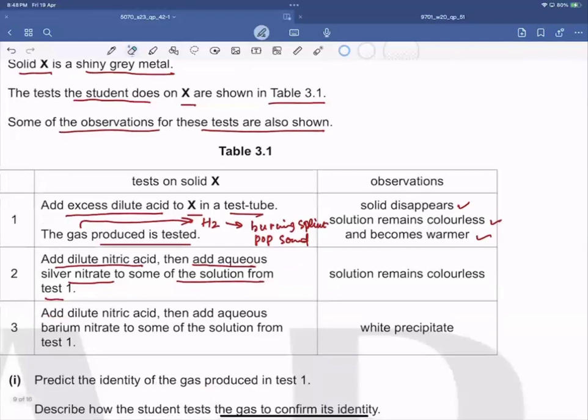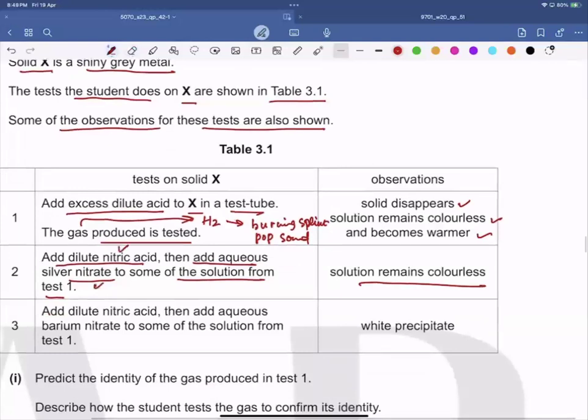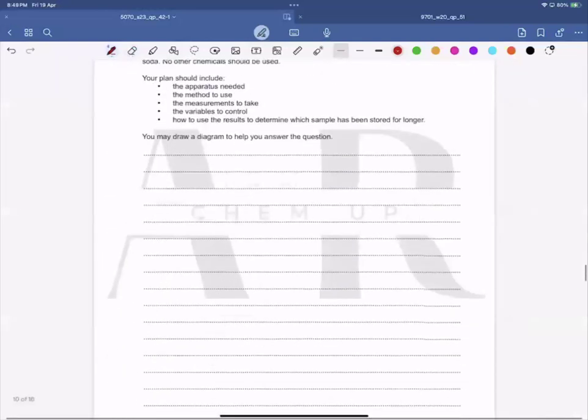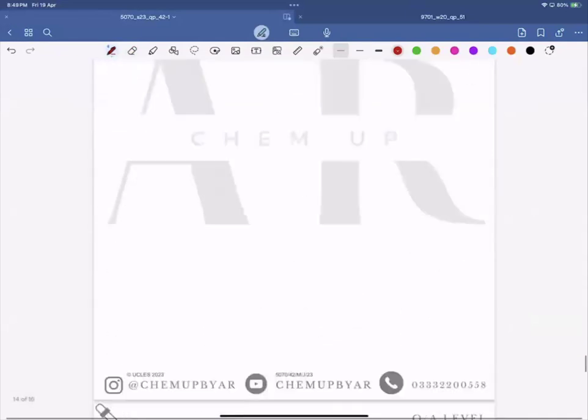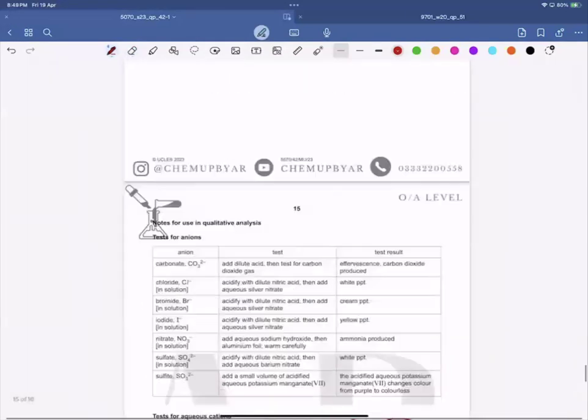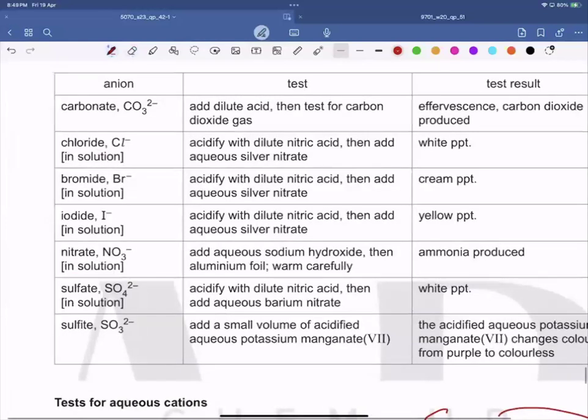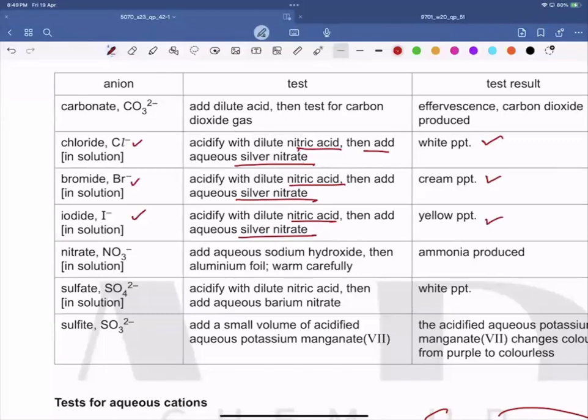Okay. Add dilute nitric acid, then aqueous silver nitrate to some of the solution. The solution remains colorless. So what does this indicate? Yes, Amal, very good. See, what we are adding is nitric acid and silver nitrate, right? If you look at the table, here you go: nitric acid and silver nitrate gives a white precipitate if chloride is present, a cream precipitate if bromide is present, and a yellow precipitate if iodide is present. Yes, very good, Zainab.